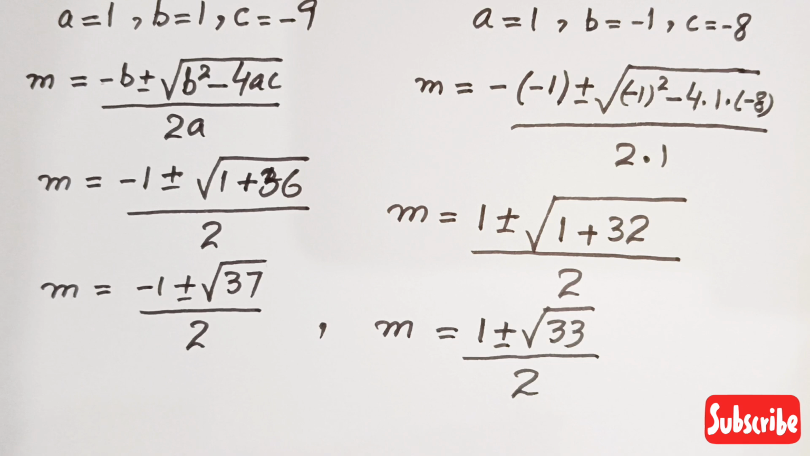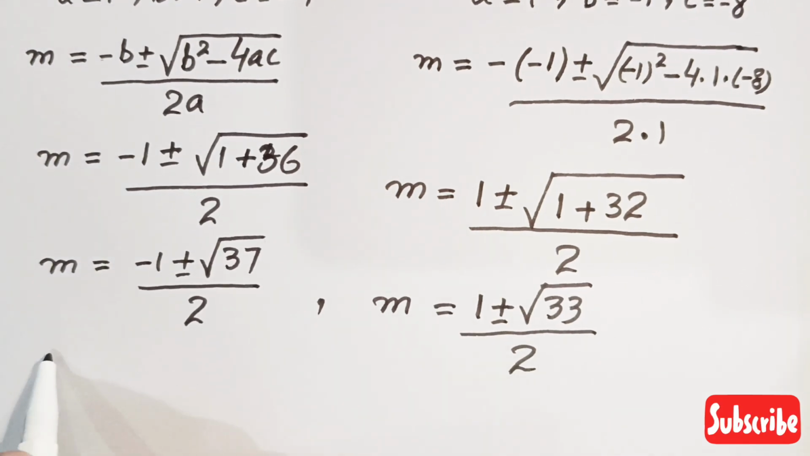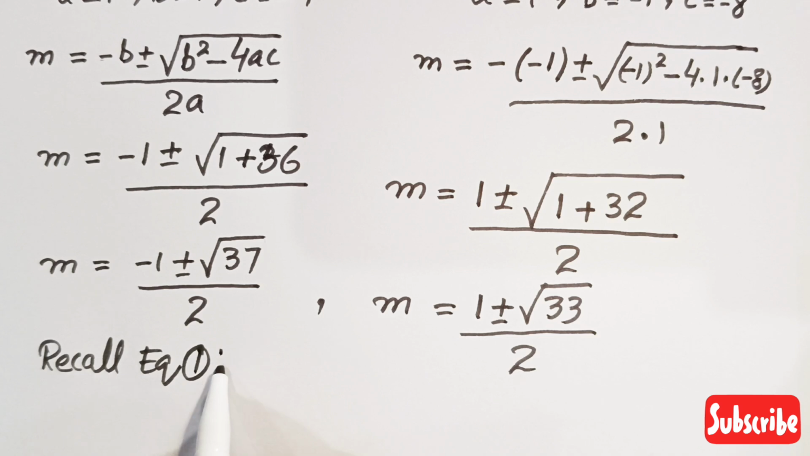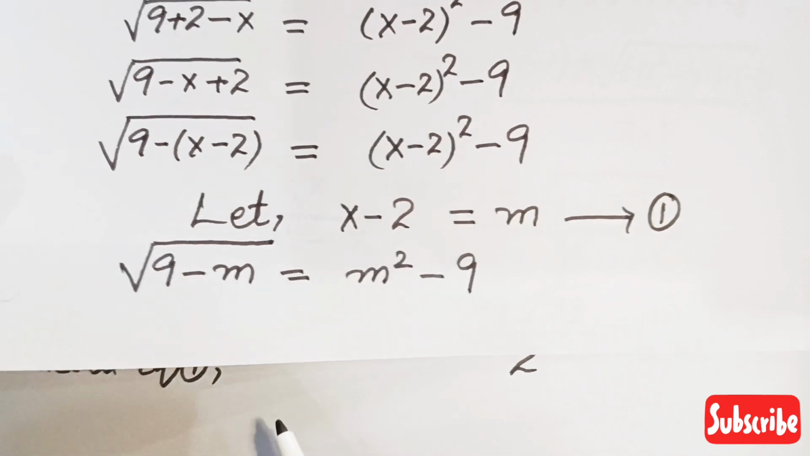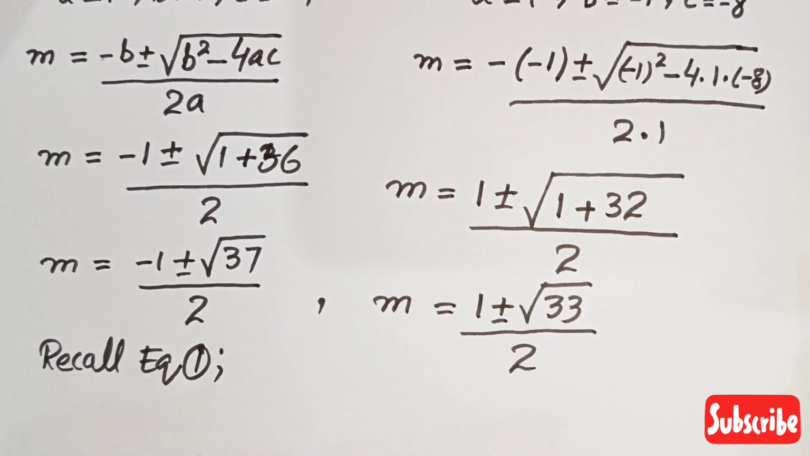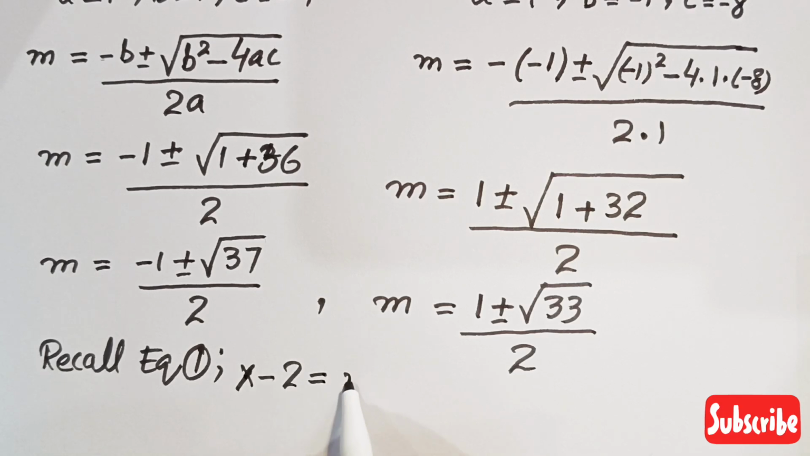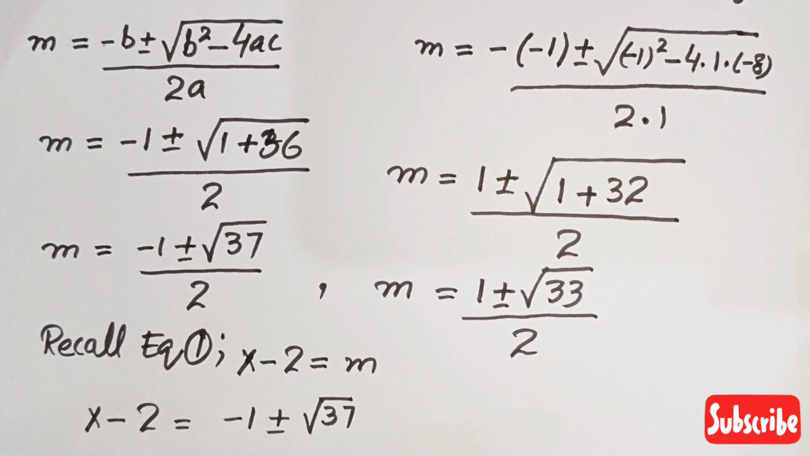But we have to recall equation 1 here. Our equation 1 is actually x minus 2 is equal to m. Using this, we will get that x minus 2 is equal to m. Now this m will be x minus 2 is equal to minus 1 plus minus square root of 37 all over 2.